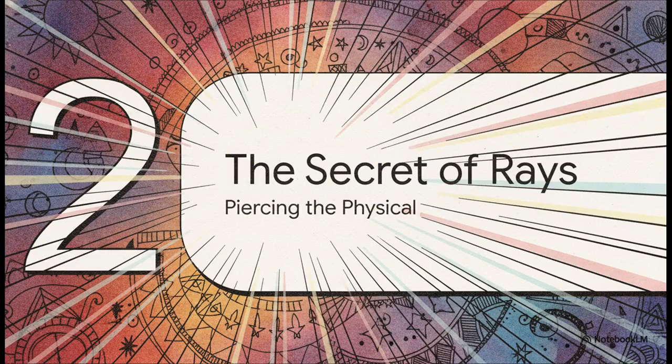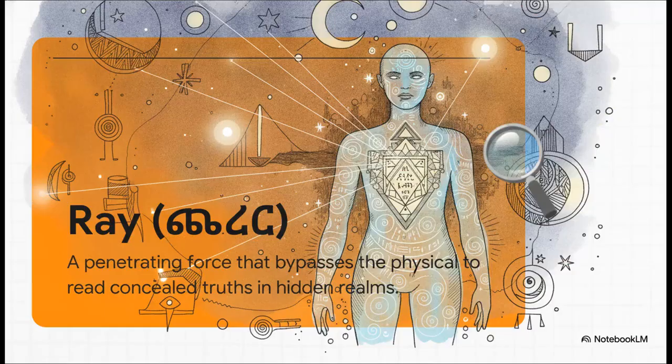Section 2. The Secret of Rays. So, this brings us to a super dynamic concept. If light reveals the physical form, the ray is what actually pierces through it. A ray is a penetrating force. It works right alongside light, but its specific job is to bypass the physical surface to read concealed truths.